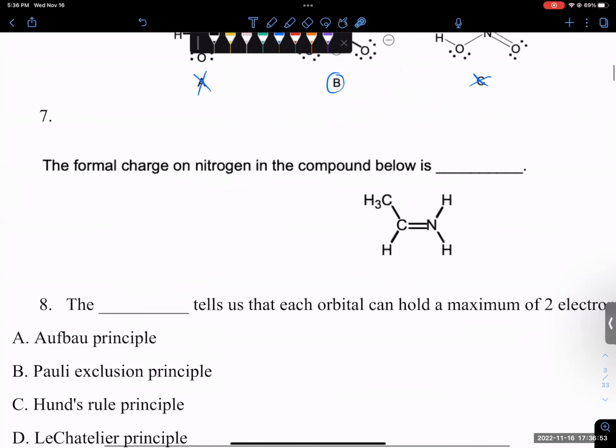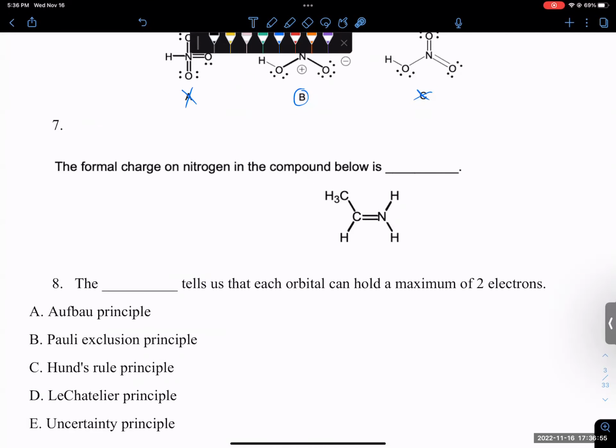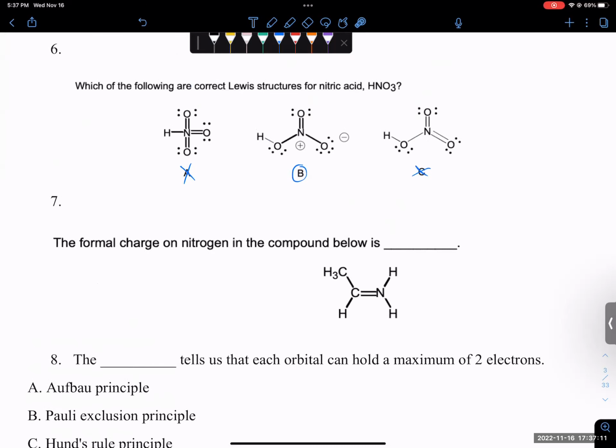Okay, the formal charge on nitrogen in the compound below is what? Okay. In what situations does formal charge matter more than the octet rule? Every single situation ever. Like all situations, but you have to keep in mind that nitrogen cannot exceed an octet. Therefore, you cannot put more bonds than it can hold. Therefore, the formal charge rule in that case cannot trump the octet rule. But for everything below period 2, formal charge rule trumps octet rule.